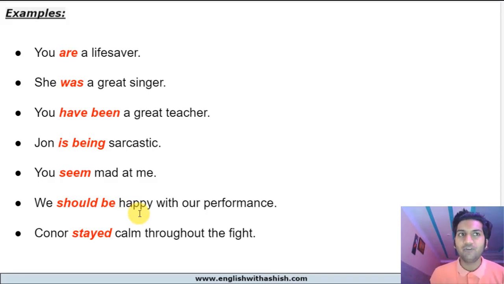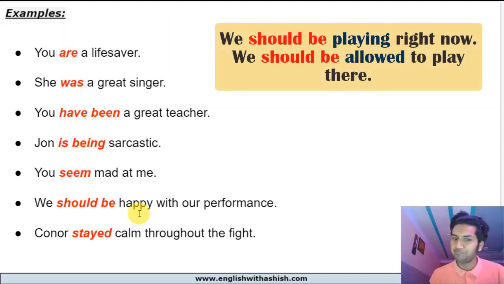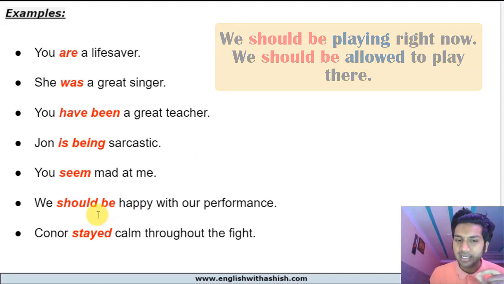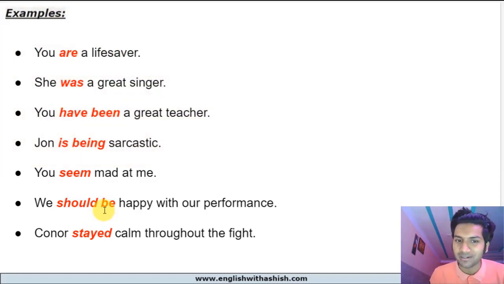All right, if I say we should be playing right now, we should be allowed to play there, now it's not a linking verb. So you have to understand this, because if it's working as a linking verb, you can replace it with the equal to sign, right? You can do that, right? And after it you have the subject complement, a noun or an adjective.